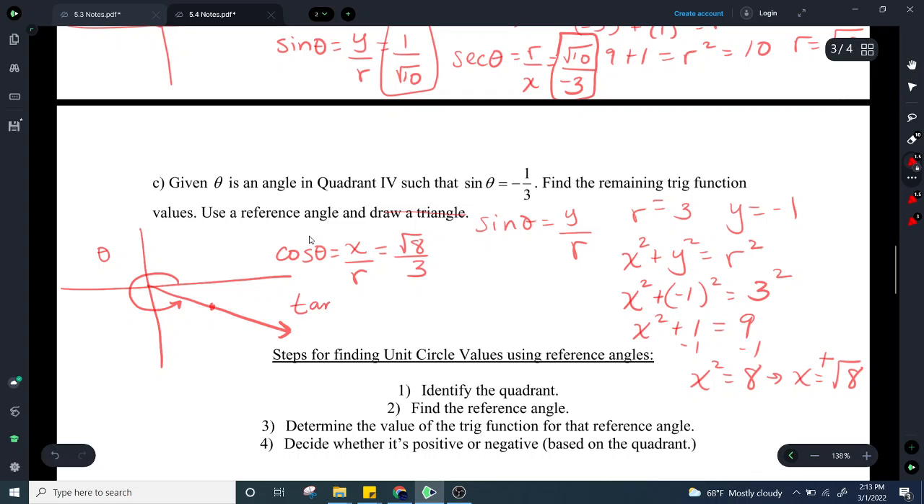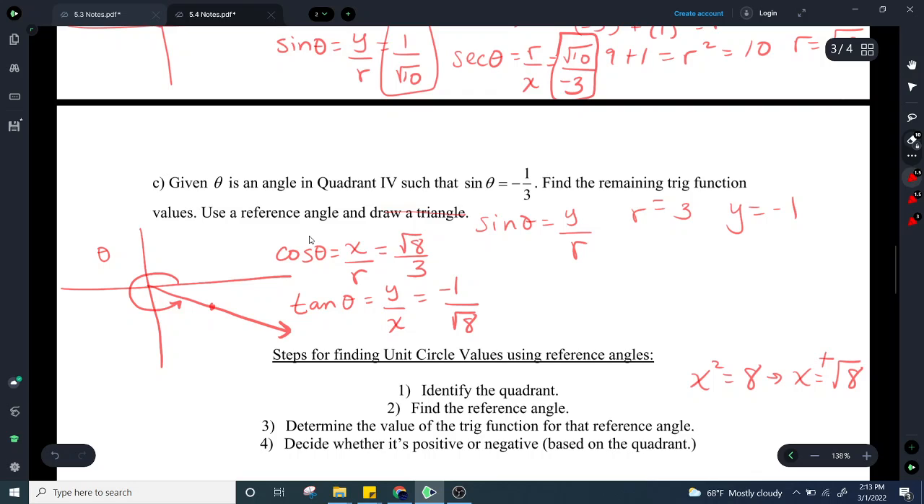Let's do tangent. Tangent theta, remember, is y over x. So my y value was -1, and my x value was the square root of 8. So tangent is -1 over the square root of 8. I'm going to clear this out a little bit so I have some room to write. Okay. So we've got our x value, we've got y, and we've got r. Let's do the reciprocal functions. I'm going to try not to look back at the chart. Let's just do cosine. The reciprocal of cosine, remember, is secant.